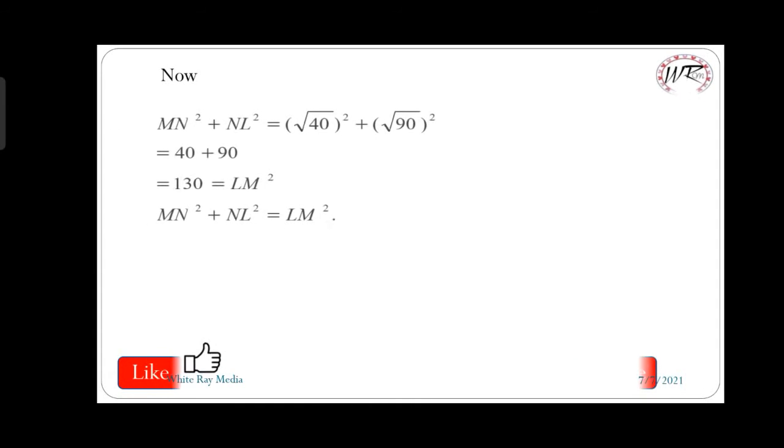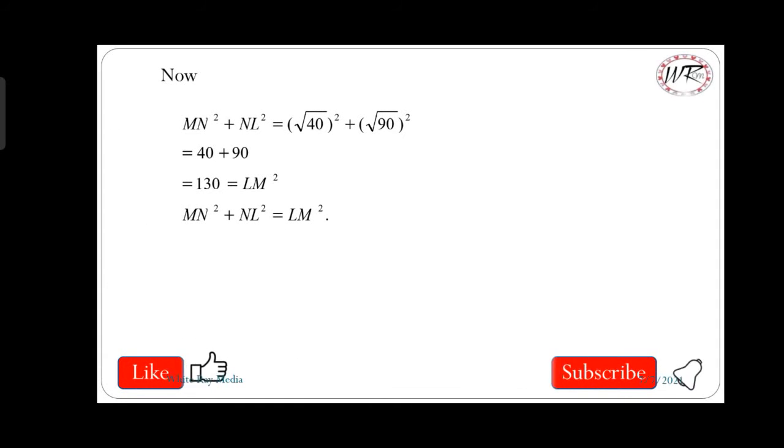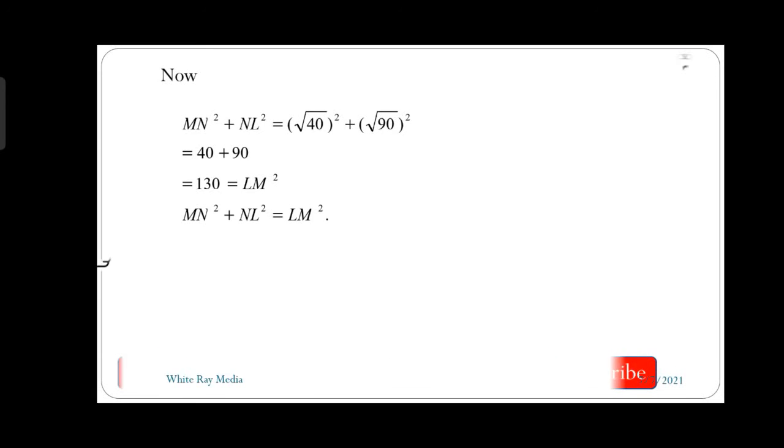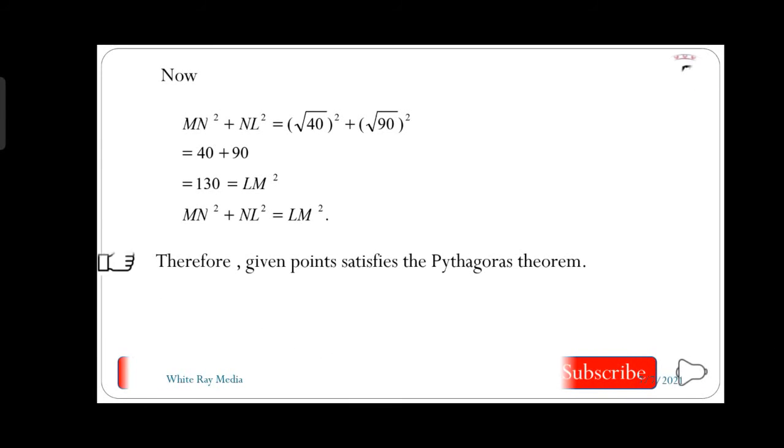Now, let us apply all the three sides in Pythagoras theorem. MN square plus NL square is equal to (square root of 40) the whole square plus (square root of 90) the whole square. That is equal to 40 plus 90, which is 130. That is nothing but LM square. Therefore, MN square plus NL square is equal to LM square. Therefore, the given points satisfy the Pythagoras theorem.